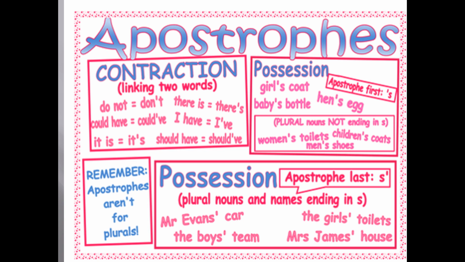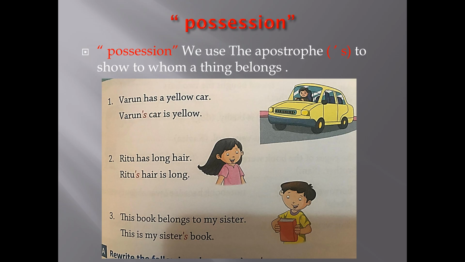So, possession means that someone owns something. For example, this is the yellow car and the driver here, his name is Varun. This car belongs to Varun. Let's see how I will use the apostrophe in this sentence. We use apostrophe S to show to whom a thing belongs.